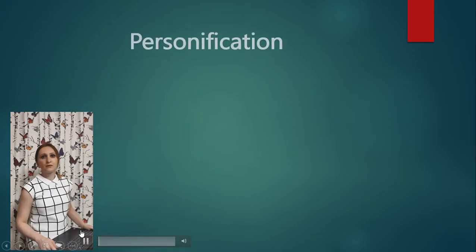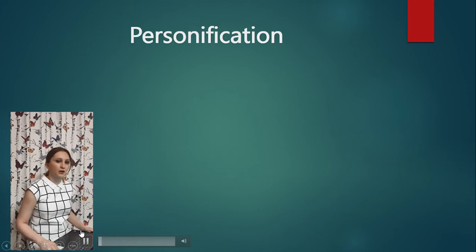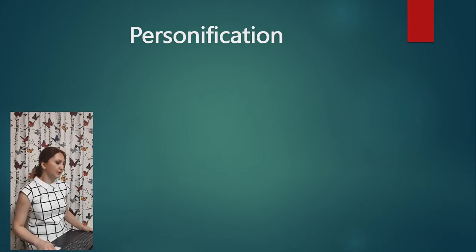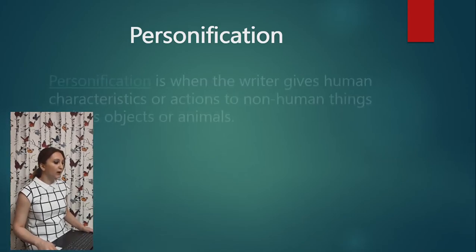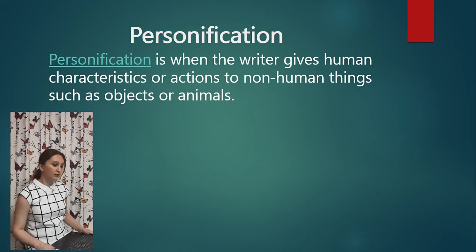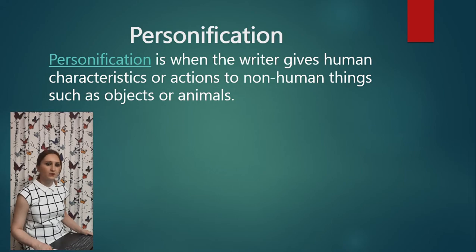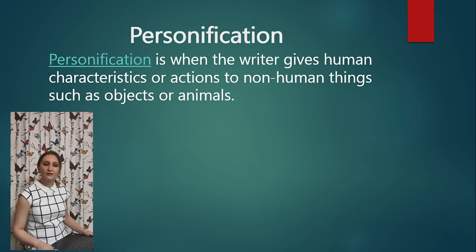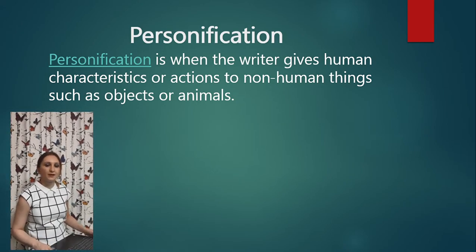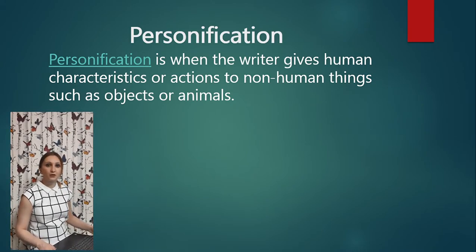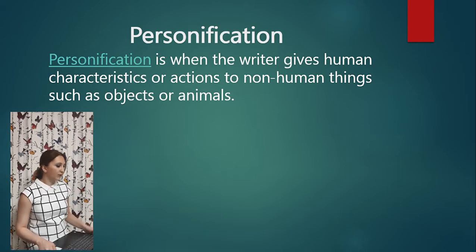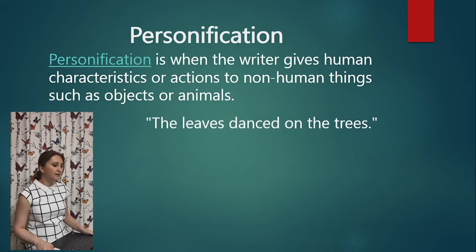The third type of figurative language that we are going to talk about is personification. Personification is when the writer gives human characteristics or actions to non-human things such as objects or animals. So, here the keyword will be person, personification. Remember, person. The qualities that belong to a person will be moved to other objects or animals. For example, the leaves danced on the trees.